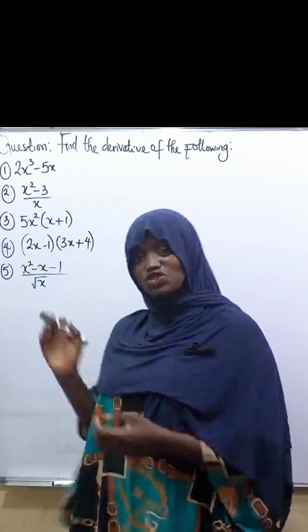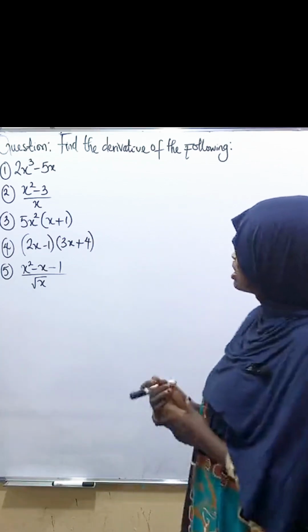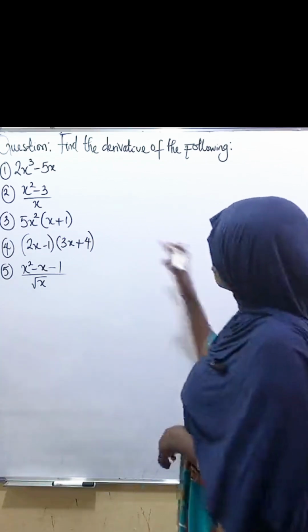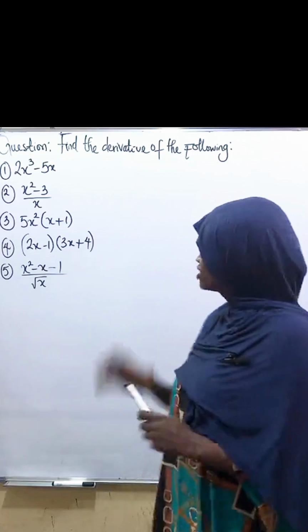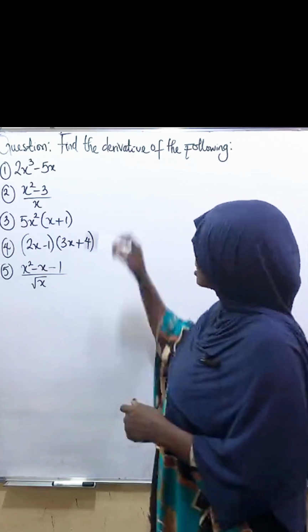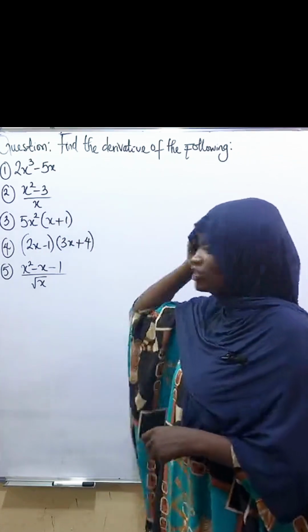We have 5 questions to solve today, which says that we should find the derivative of the following. So let's begin with the first one, which says 2x raised to the power of 3 minus 5x.